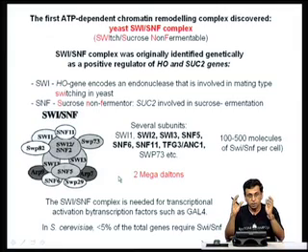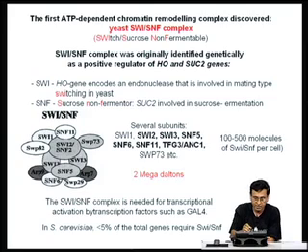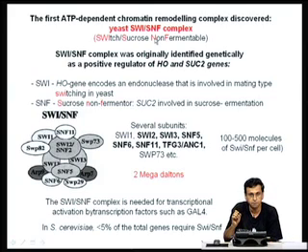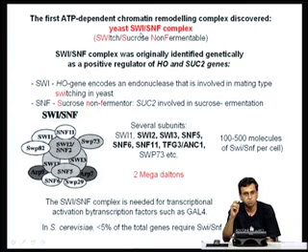Now, the first ATP-dependent chromatin remodeling complex was discovered in the budding yeast Saccharomyces cerevisiae, and is called the SWI-SNF complex. What is the SWI-SNF complex? SWI was discovered in yeast mating type switching. SWI stands for switching of mating types in yeast.